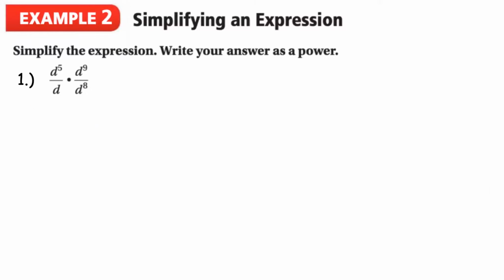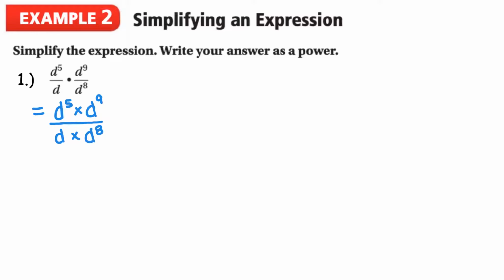Alright, so taking a look at our second example, this is take 2 by the way, looking at number 1, we've got d to the power of 5 over d times d to the power of 9 over d to the power of 8. Now what we've got here is we're multiplying two fractions, so we did learn that if we're multiplying two fractions, we can just multiply the numerators and then multiply the denominators. So we can do that. So we've got d to the power of 5 times d to the power of 9 over d times d to the power of 8.